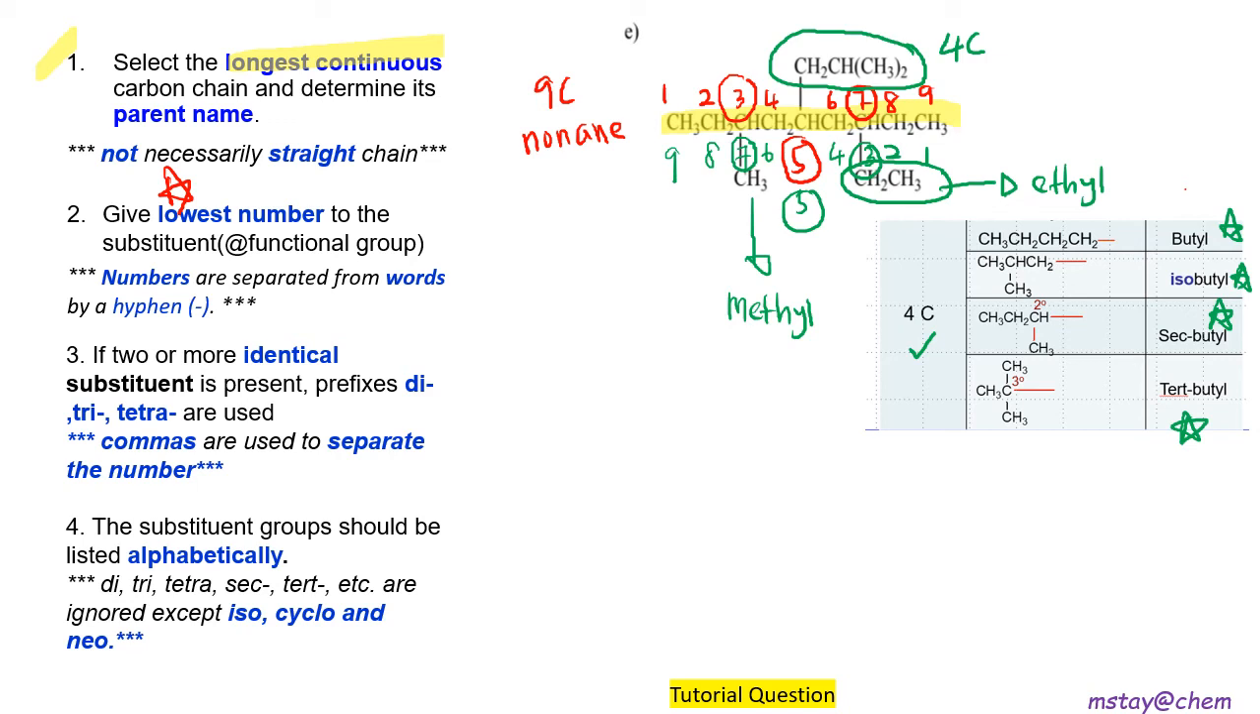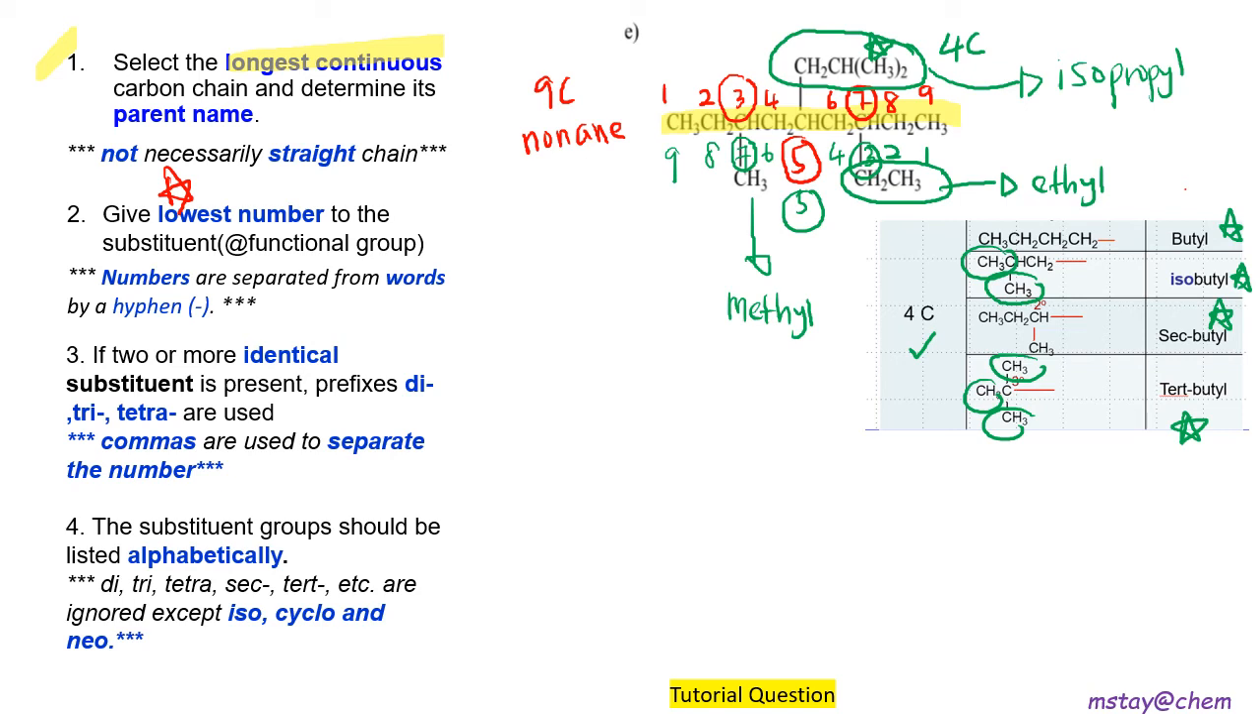So when we look at here, there are 2 CH3. When we look at isopropyl, we have 2 CH3, so that means the substituent for this group is known as isopropyl. Okay, if it is tert-butyl, we have 1, 2, 3, and then the carbon is a tertiary carbon, so we have 3 CH3.